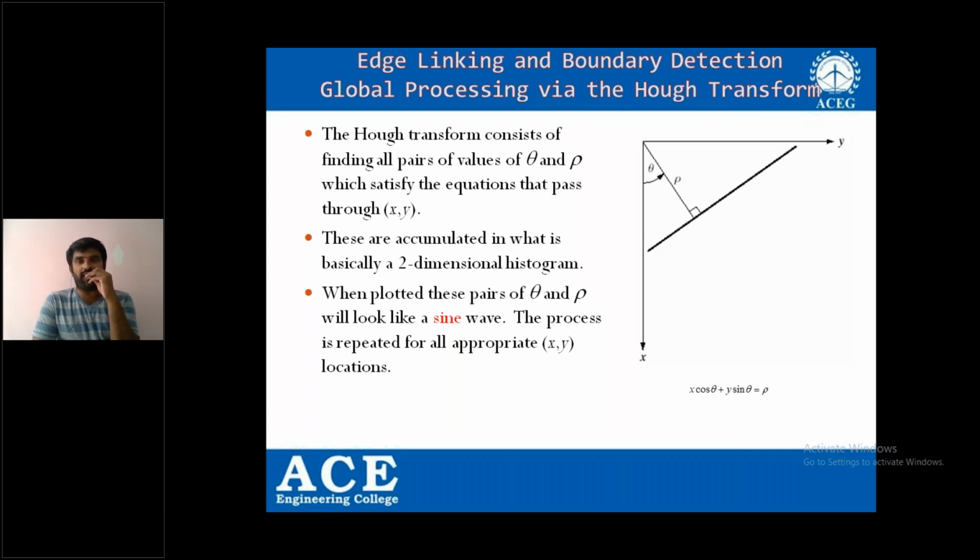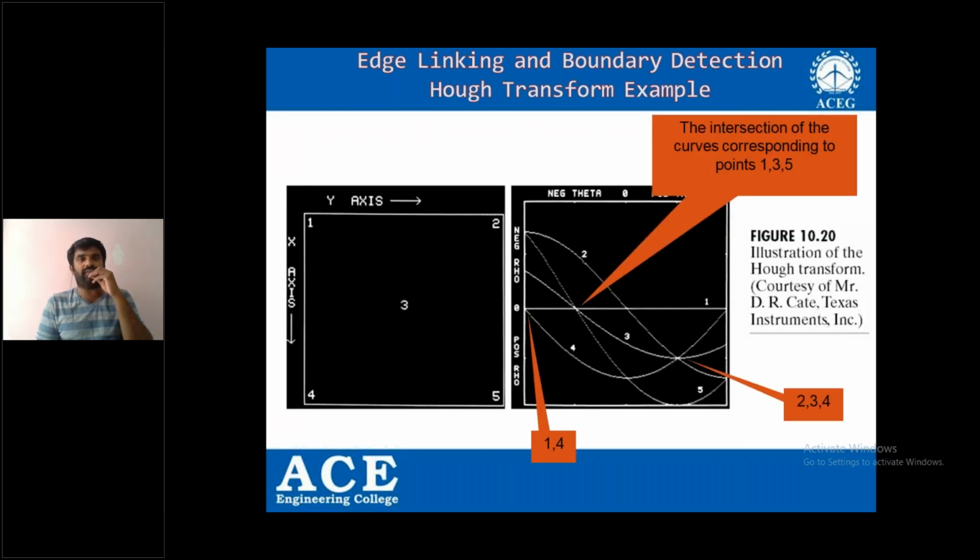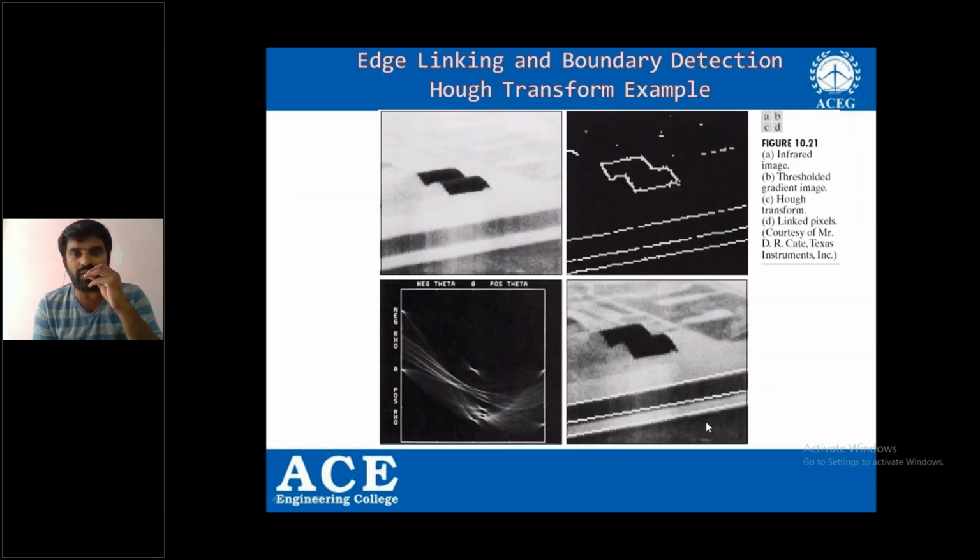But anyway, if I change a and b, I'm going to get straight lines. But here, if I take changes of theta and rho, I'm not going to get straight lines. I'm going to get sinusoidal equations, right? So the intersection points can be considered as the intersection of sinusoidal signals, I can say. And it is the intersection point of 1, 4. And 1, 4 belongs to one edge. And here 1, 3, 5 belongs to one edge. 2, 3, 4 belongs to one edge. Like that, I can decide the edges using the Hough transform.